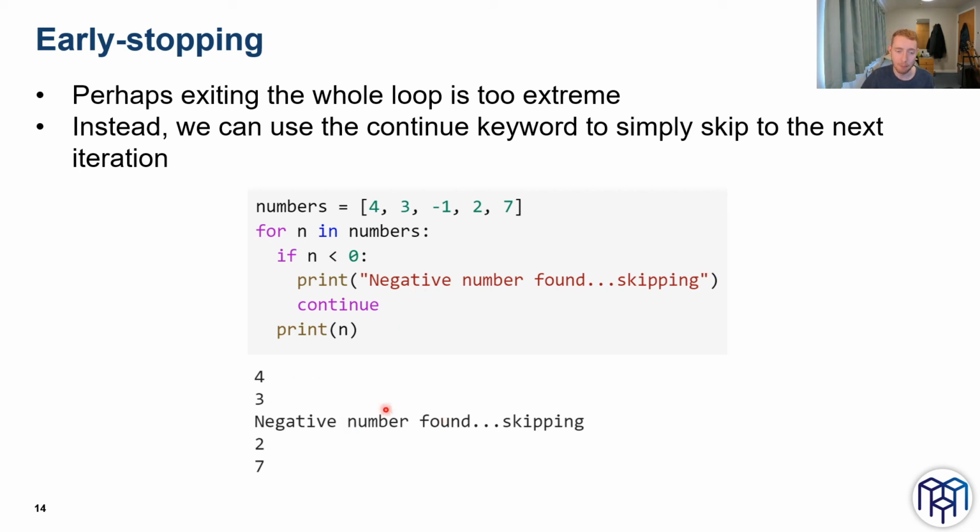And so in this case, we have 4, 3. Those print out normally. When we get to -1, we print out this message and then we continue, which means stop the current iteration of the loop and go back to the start of the loop. So notice we don't print this n at the end because we continue, but then we do carry on with the rest of the loop. We haven't stopped the whole thing, so we do the 2 and 7 after, which print out as normal.